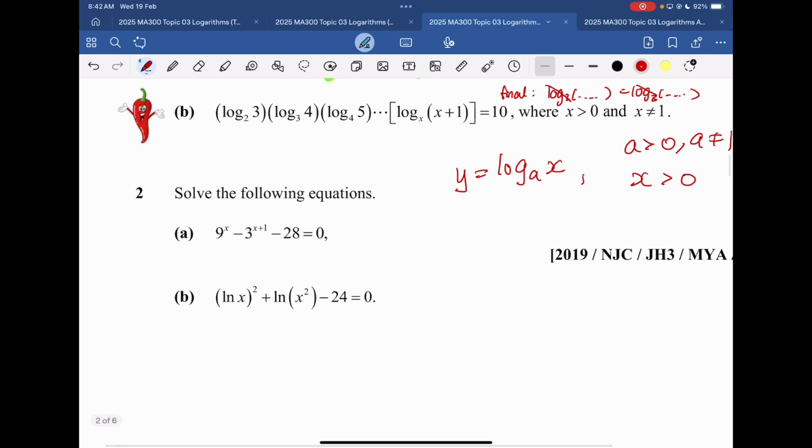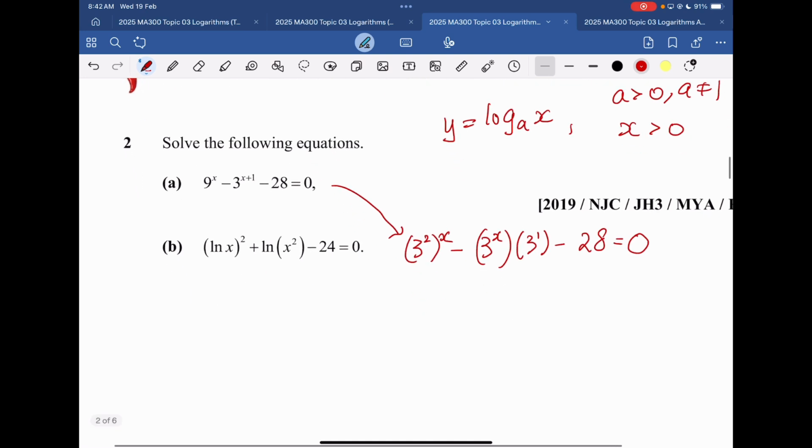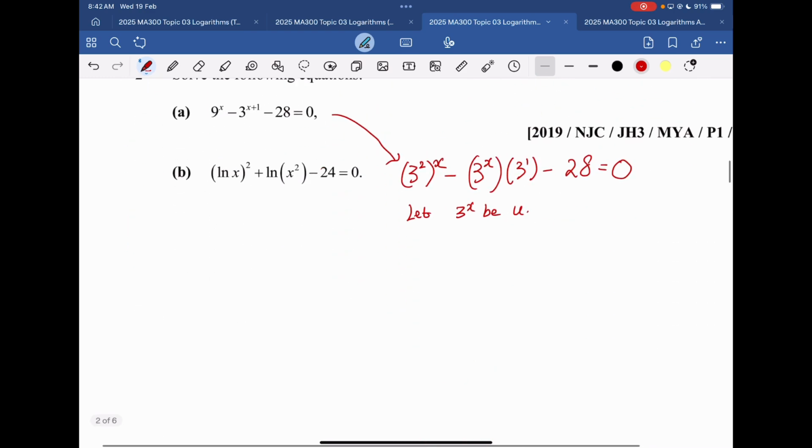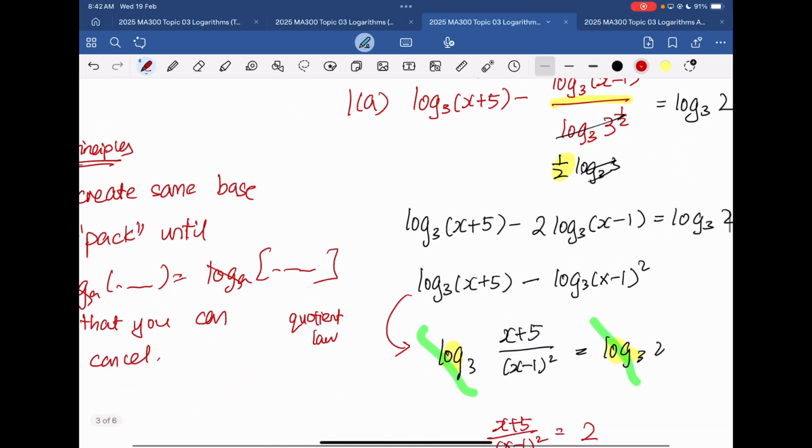Okay, Question 2, very chill. Pack everything to 3 power x. 9 is the same as 3 power 2x. 3 power x is the same as 3 power x times 3 power 1. Minus 28 equals 0. Then you let 3 power x be u. So once you are here, very simple. Now it's quite good already.